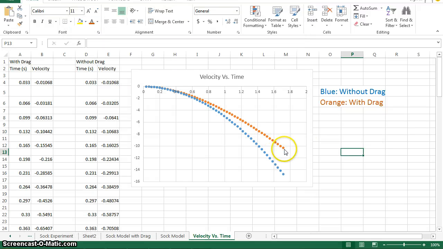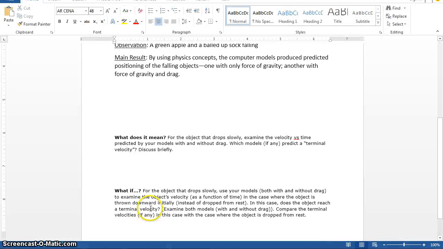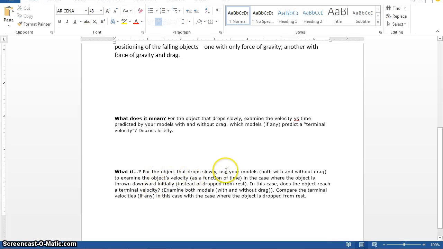And this is very close to a constant velocity, but it still shifts a little bit, so it means that my sock didn't really reach a terminal velocity. The next question: the object that drops slowly, which is my sock, using models. I just talked about terminal velocity, and it did not reach terminal velocity.